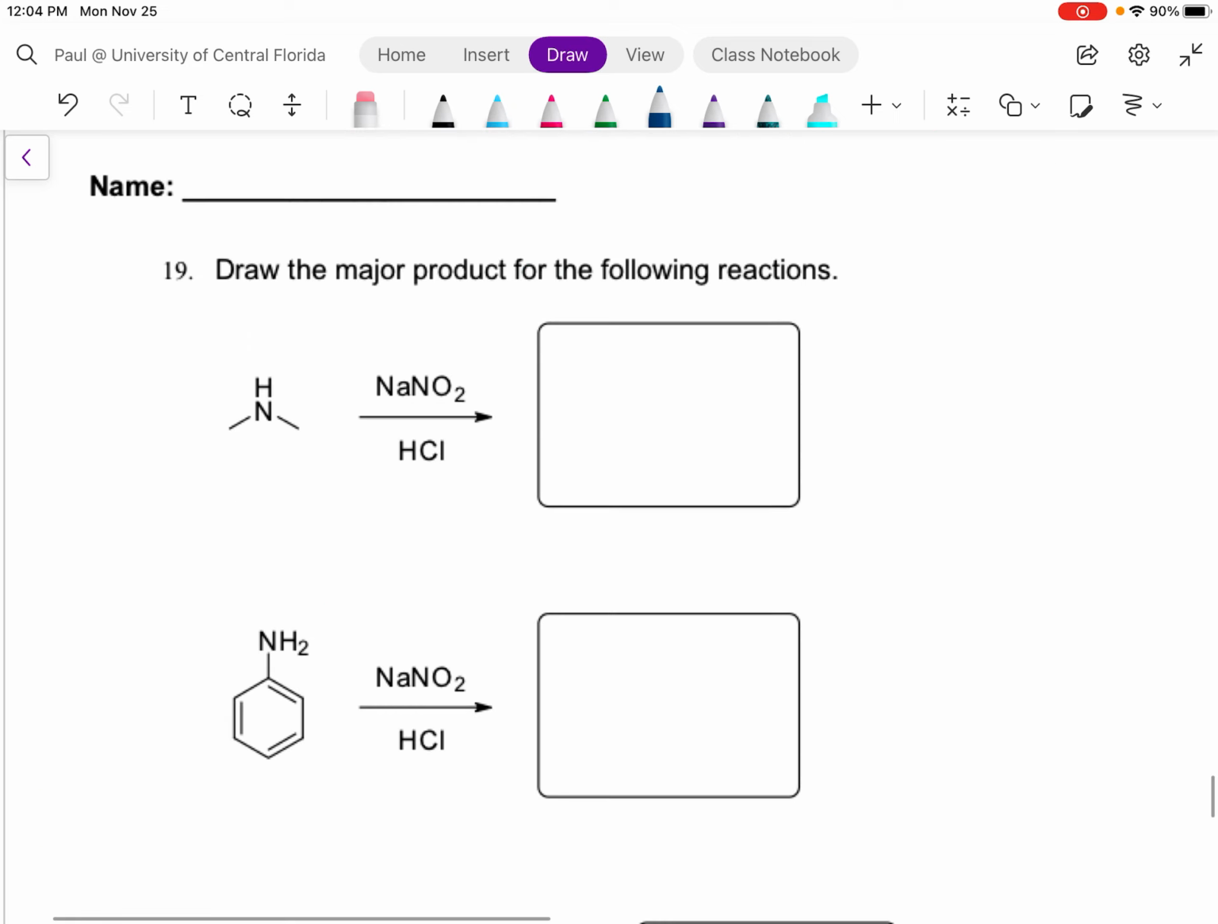Question 19. This is just remembering your reactions here. So when you have a secondary amine and you treat it with nitrous acid, that's going to generate a nitrosamine that looks like this. So that's a nitrosamine, that would be +3.